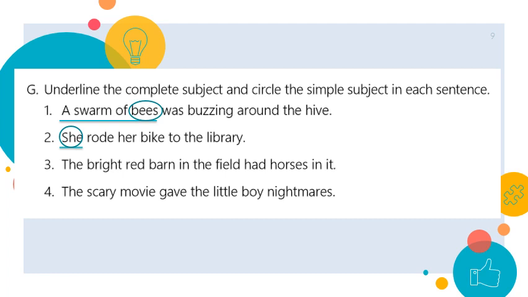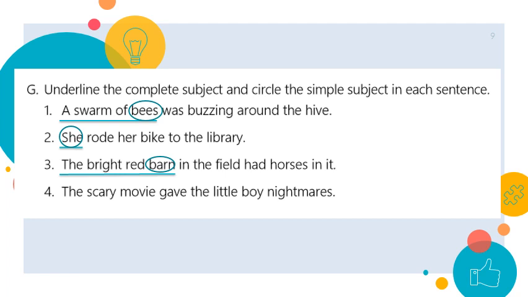What I'm talking about in this sentence? I'm talking about the bright red barn. Excellent. This is the complete subject. Now let's search for the simple subject in the complete subject. Where is the noun, the name? Okay, the barn. Barn. Excellent. Barn is the simple subject. Because if you remove barn, I still have the bright red. The bright red what? I do not understand it. But if I remove a bright red, I say the barn or barn in the field had horses in it, I can understand the meaning of the sentence. Then barn is the simple subject.